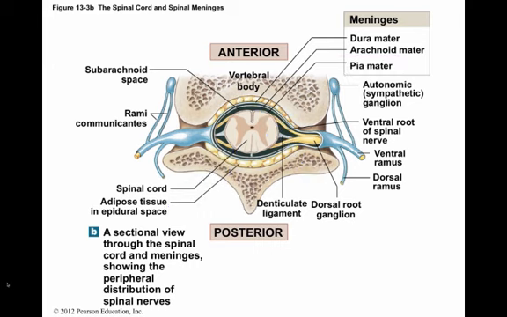The spinal meninges also cover the dorsal and ventral roots as they pass through the intervertebral foramen. The meningeal membranes are continuous with the connective tissues that surround the spinal nerves and their peripheral branches.